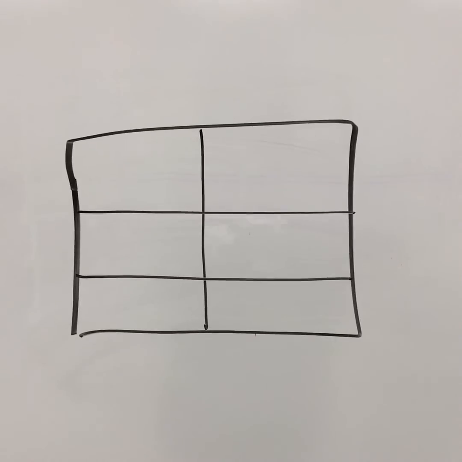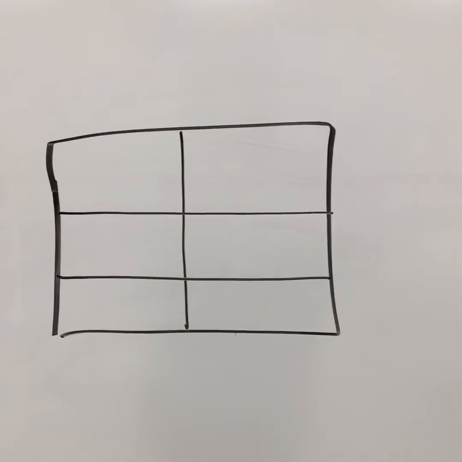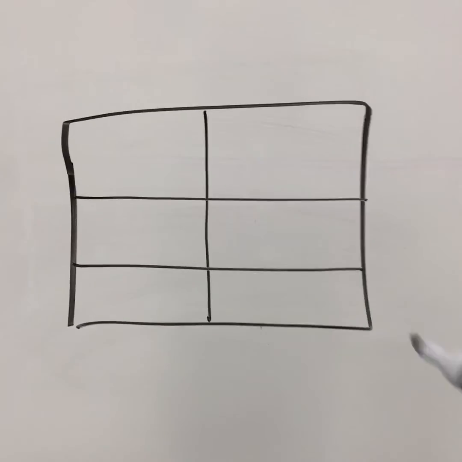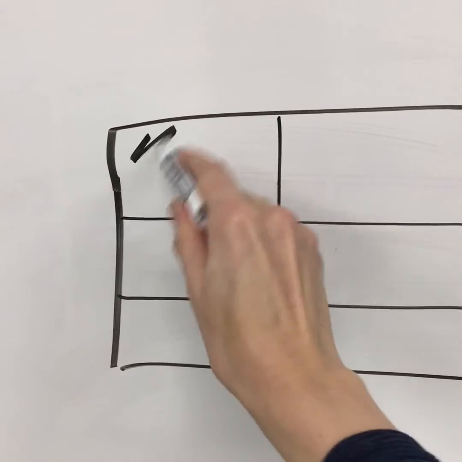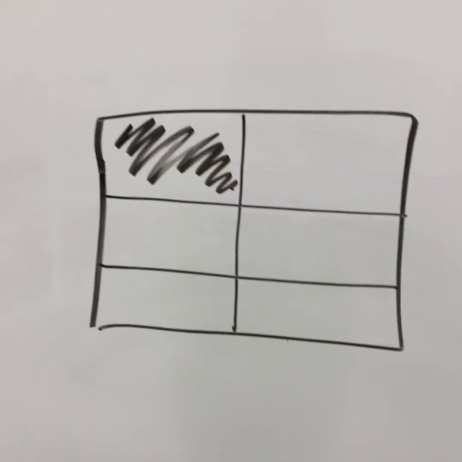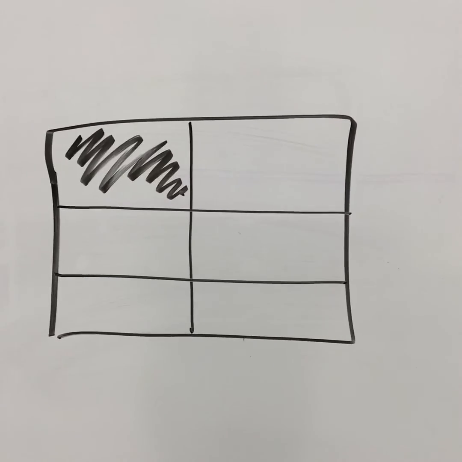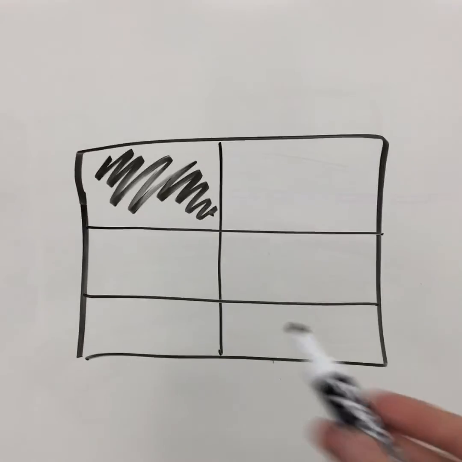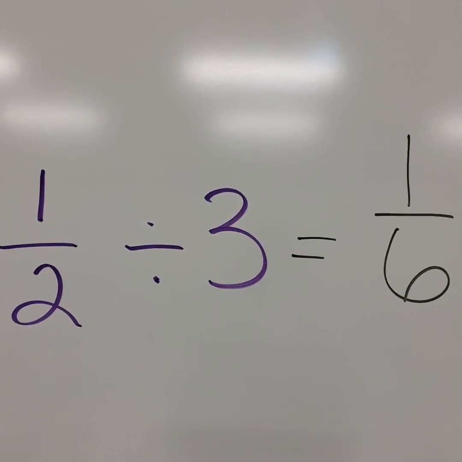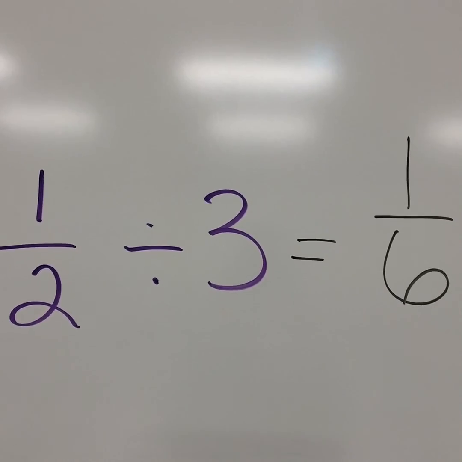There's my 3 parts. Now, how much is represented here? What am I looking at? What is 1/2 divided by 3? This represents 1 of the 3 parts that I have divided up. So my answer is 1 out of 6. The same answer, 2 different paths to get there.